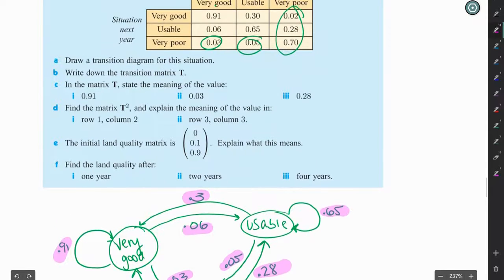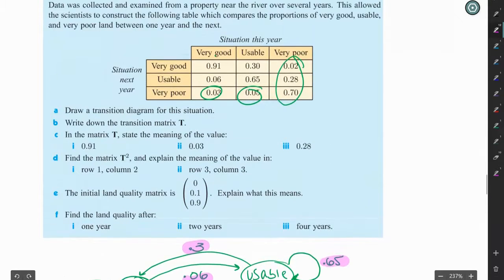Write down the transition matrix T. So the transition matrix is pretty much done. We just take this table that they've given us and turn that into a matrix. So I'm going to put that up here. So it's just copying down the numbers.